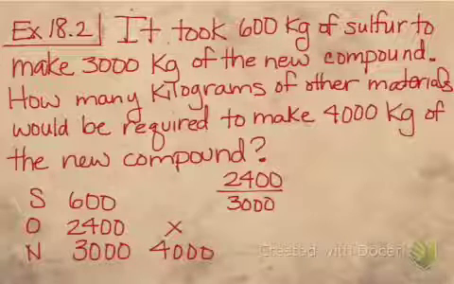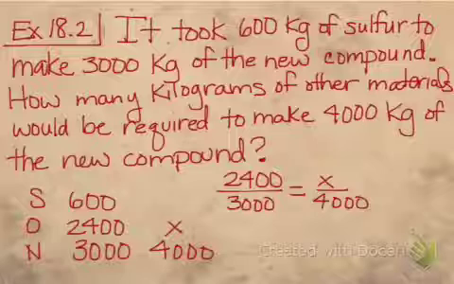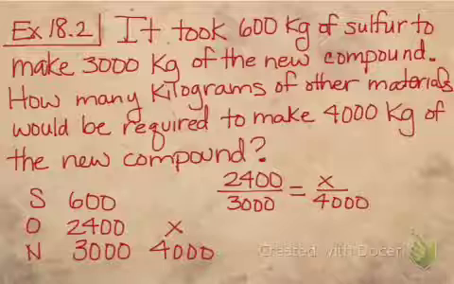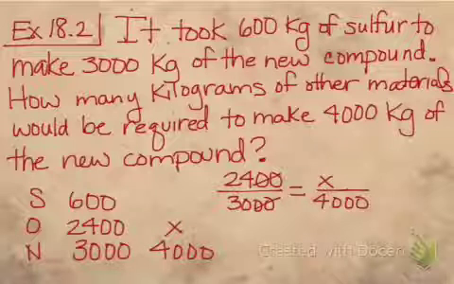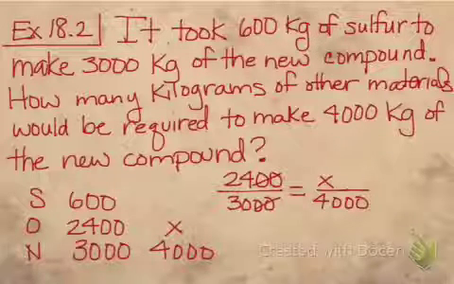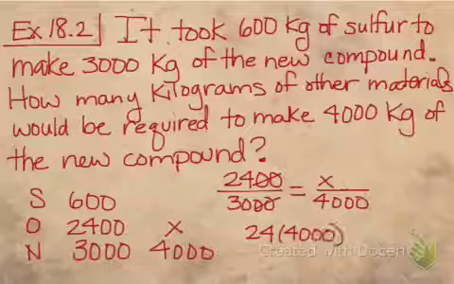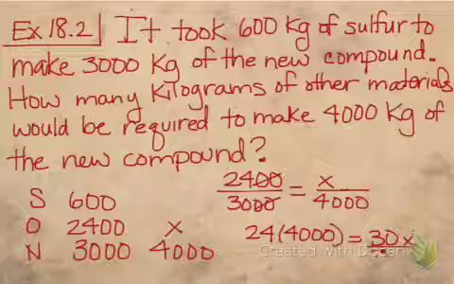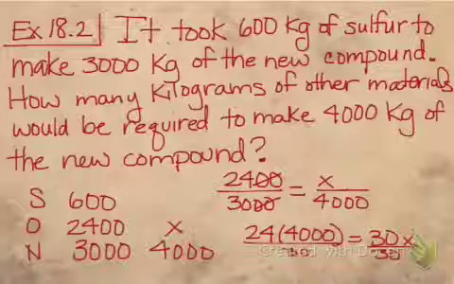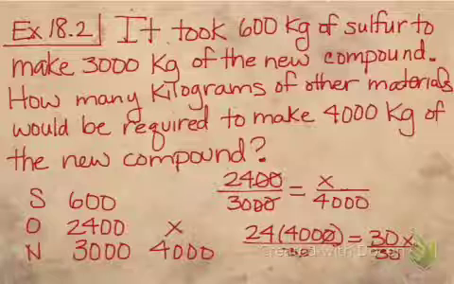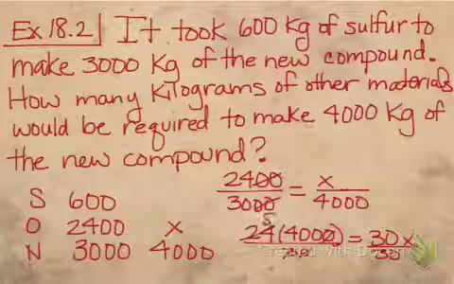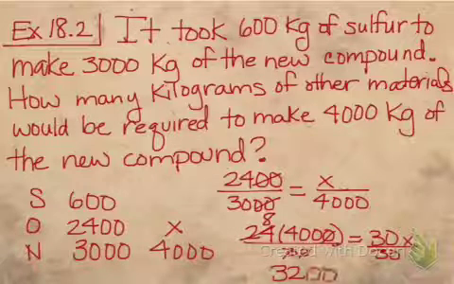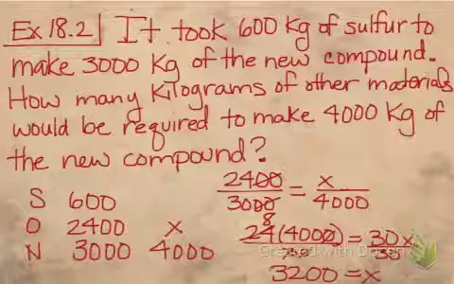Now we can use a proportion. 2,400 over 3,000 is equal to X over 4,000. From here, you can simplify so that you're not dealing with such huge numbers. So I would cross out those two zeros, same thing as dividing top and bottom by 100. And we have 24 times 4,000 is equal to 30 times X. Divide both sides by 30. And again, you can cancel out the zeros. And then I'm also going to say 3 goes into 24 8 times. So we have 8 times 400, which is 3,200, is equal to X.